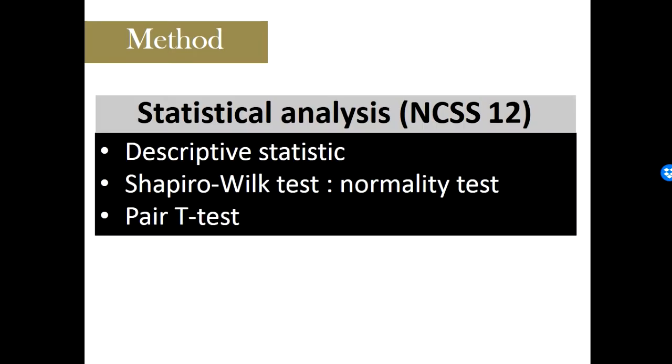We used descriptive statistics to characterize the data. The normality tests were conducted by the Shapiro-Wilk test, and a paired t-test was used to determine if there is a statistically significant difference between the left and right stifle angle.